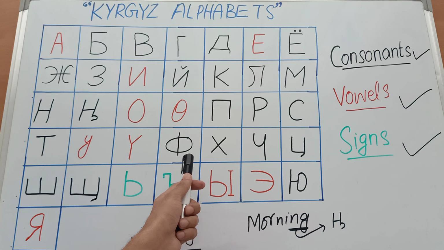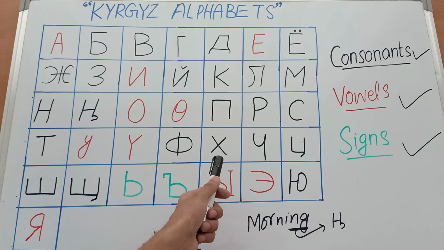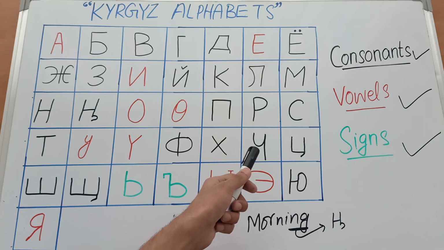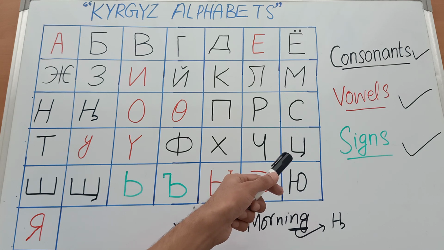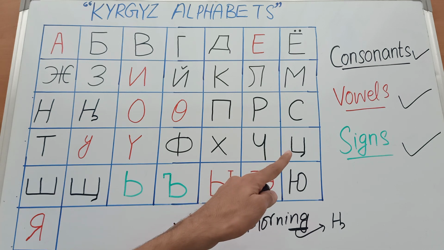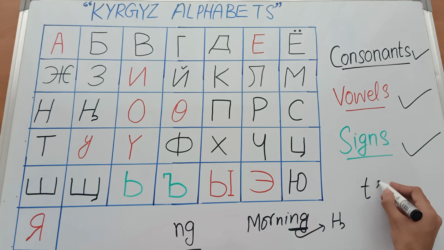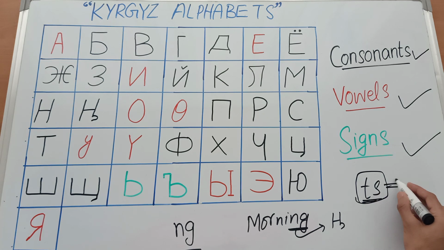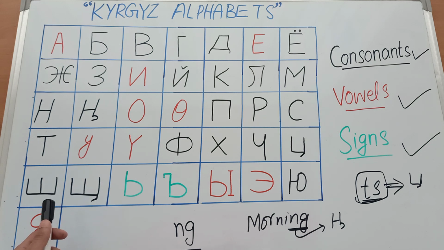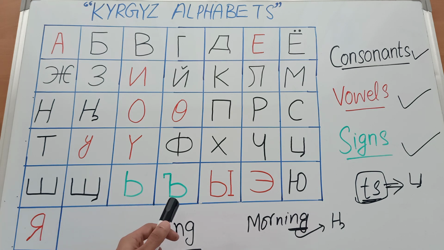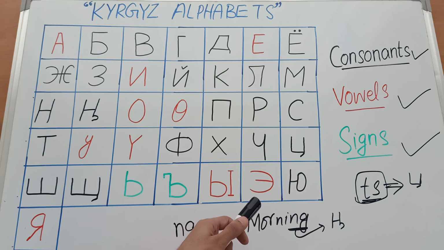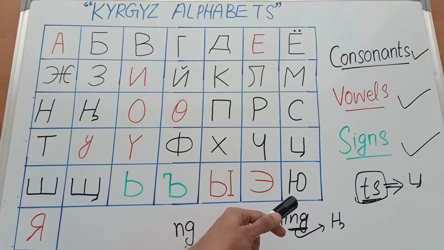Okay, this is F, H, J, C. The pronunciation of this letter, that is C, is just like TS in English. Pronounce TS in a combined form. Sha. This is soft sign and this is hard sign. We will talk about this later. U, A, U, Ya. Okay, let's come for the signs.